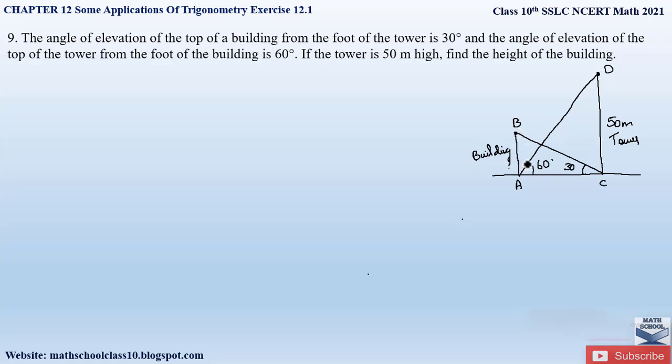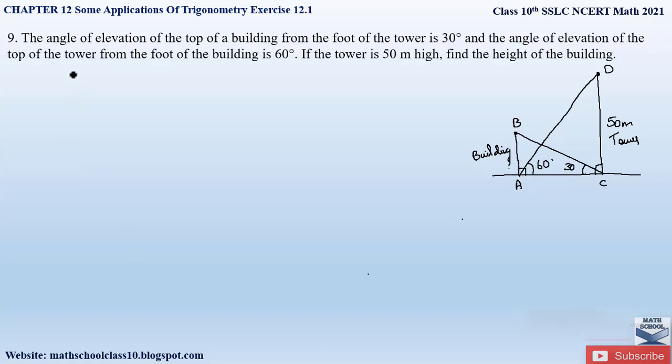Okay, so again here we have two right angle triangles formed since the building and tower both are at 90 degree angle to the ground. We have two right angle triangles formed, that is triangle ACD and triangle ABC. So in these two triangles we will apply the trigonometric ratios, and first we will find out the base and then we will find out the height of this building AB.